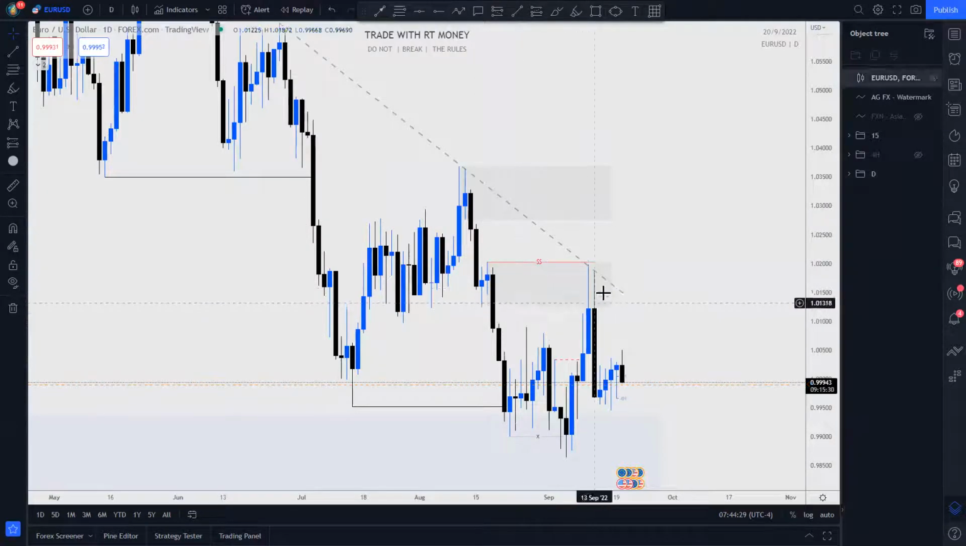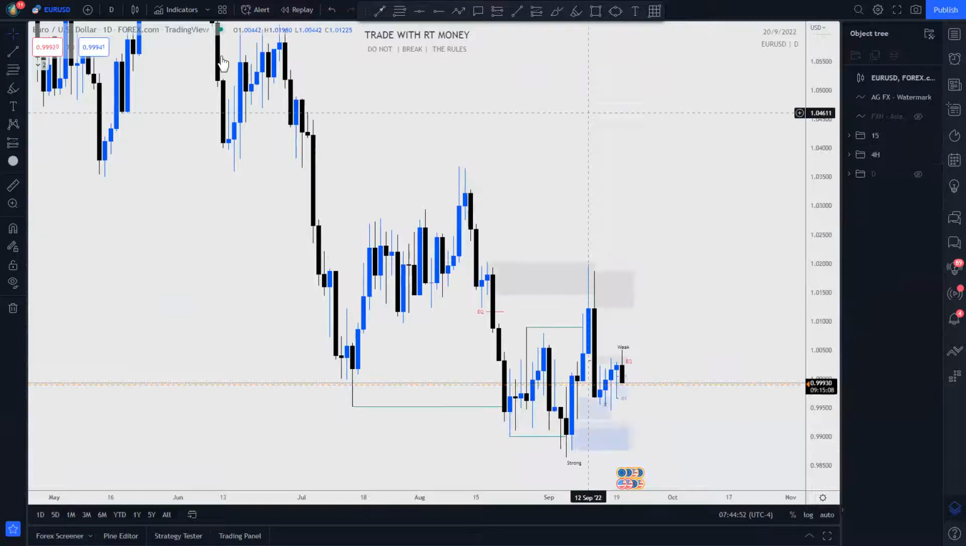So, we are in supply right now. Look how price came up in that supply two times to mitigate. I'm looking at this as weak, especially after a break of structure to the upside. So I'm looking for price to eventually come and correct this move. All right, let's look at the 4 hour.